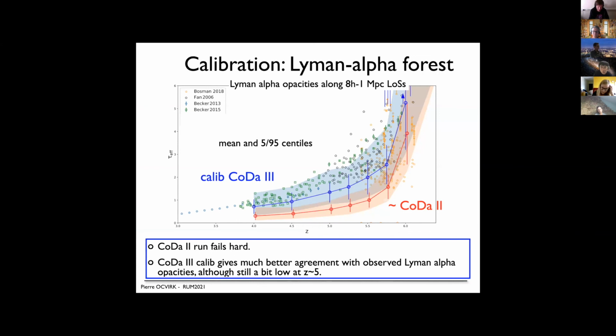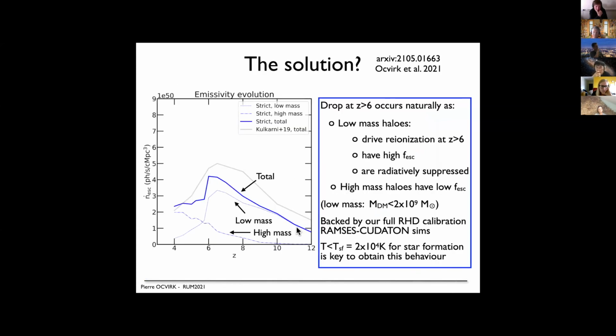All right, so something which Cosmic Dawn 3 does much better than Cosmic Dawn 2 is reproducing the Lyman alpha opacities just after the epoch of ionization. Here the dots are the observations, Lyman alpha opacities measured in the line of sight of quasars. Cosmic Dawn 2 would give something like the red track, whereas Cosmic Dawn 3 gives something more like the blue shades. And we think the secret is in having this drop in the cosmic emissivity.